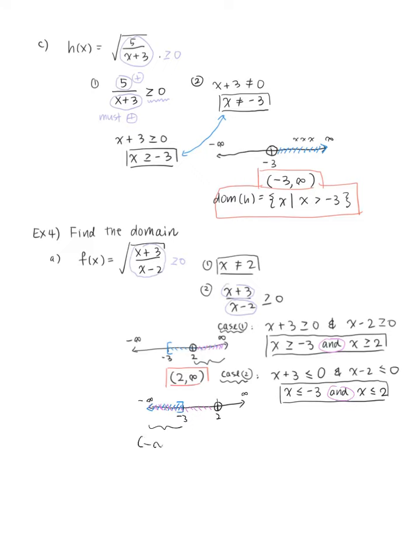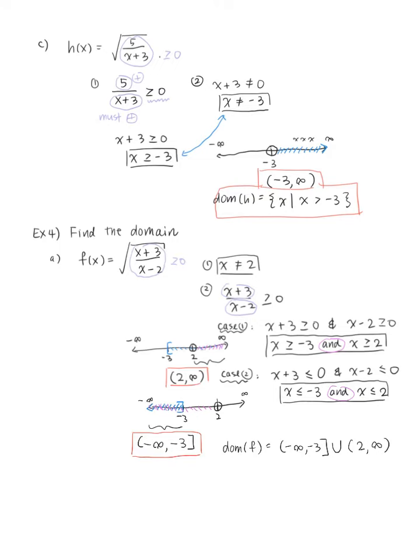So here we're going to have negative infinity to negative 3 closed. So I'm just going to box that. So our answer is going to look like this. Our domain of f in interval notation is going to be negative infinity to negative 3 closed, and then union open 2 to positive infinity. So this is going to be the official answer.